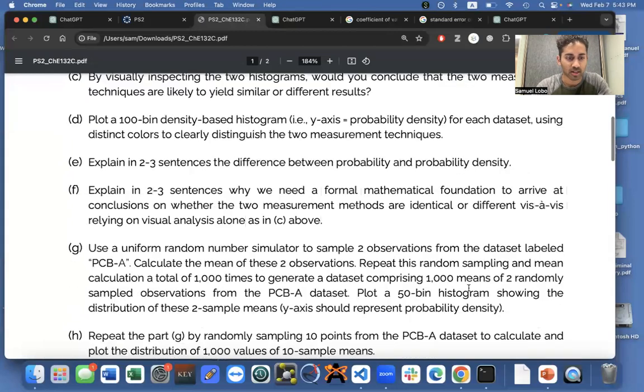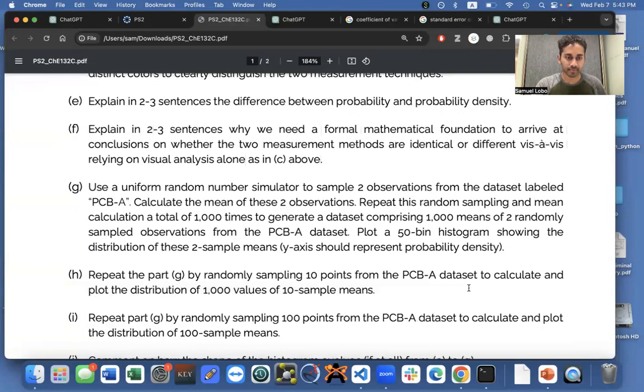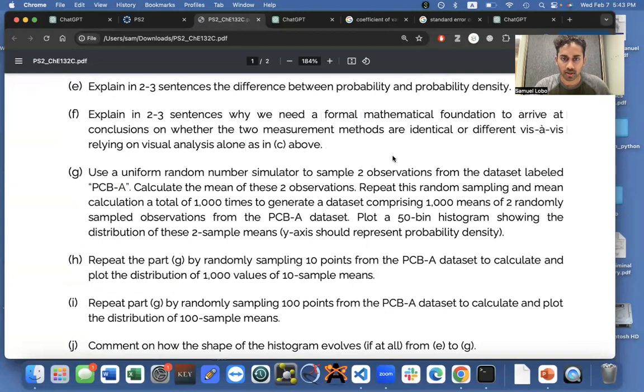Let's move on to part G. Okay, so it looks like they want us to sample two observations from the data set labeled PCBA. And each time we sample these two observations, we're going to calculate the mean. And it wants us to do that 1,000 times. Okay, and then plot a histogram. So kind of a lot of steps. So it's good to chunk things, break things down.